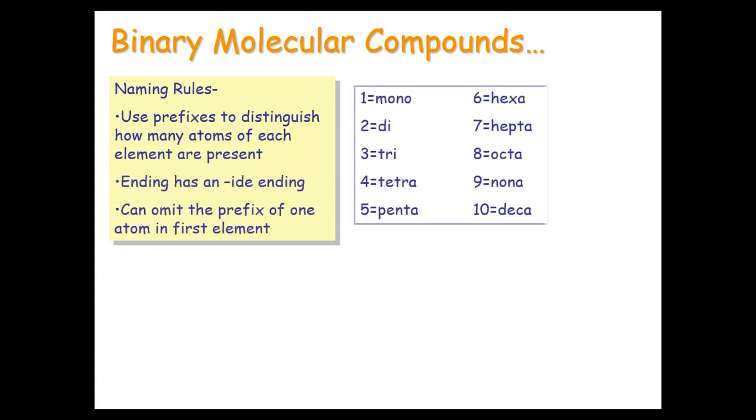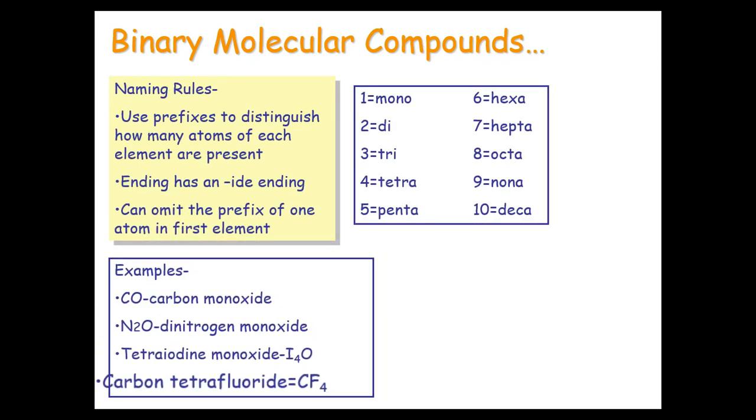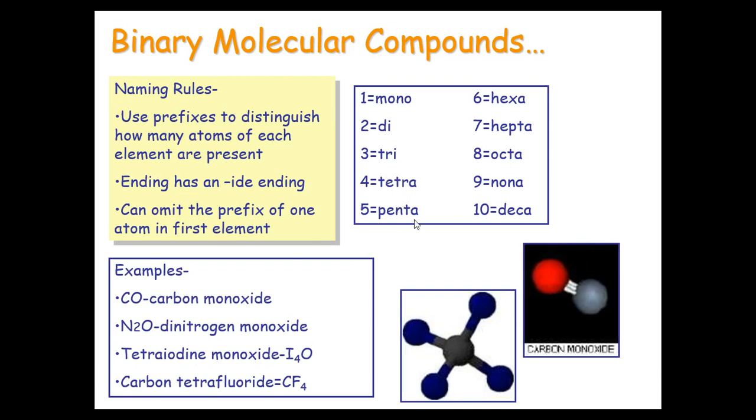Okay, so the naming rules for these are, we're going to be using prefixes. So these are the 10 prefixes you should be familiar with. The ending for these will always be IDE, just like with our ionic compounds. And if we only have one atom of the first element, we do not include a prefix for that. So if we look at the first example here, carbon monoxide, we don't put mono with carbon. Otherwise, the first element will have a prefix if there's more than one. The second element always has a prefix.